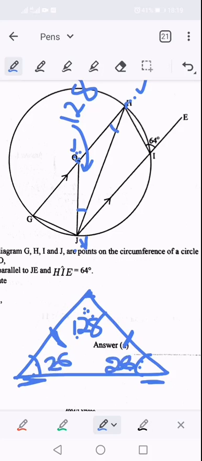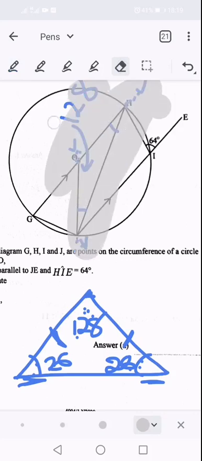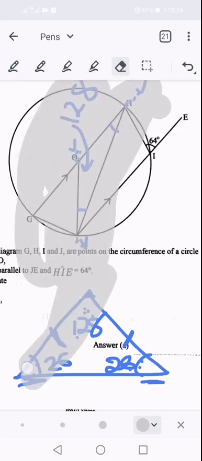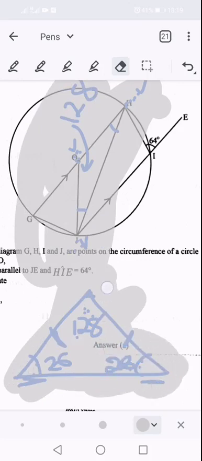OJH is 26. Kureva kuti OJH is 26. And also OHJ is 26. OHJ is what? 26 again. Let's go to one kuti pane imwe yatasiya here. I hope we are moving. So let me also wrap this one.